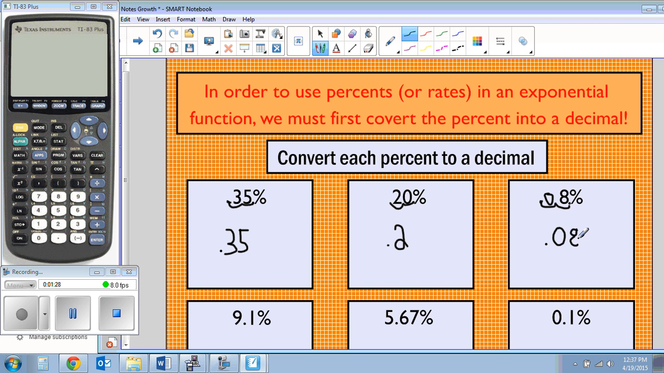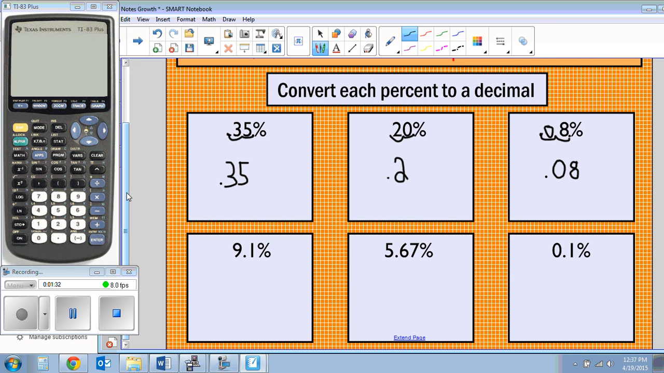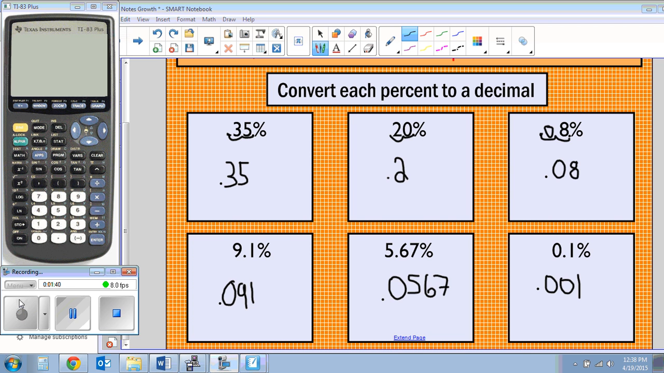So take a couple minutes, pause the video, go through and do 9.1%, 5.67%, and 0.1%. Alright, so we're back at this, and when we had 9.1%, we had 0.091. 5.67% was 0.0567, and 0.1% is actually 0.001.